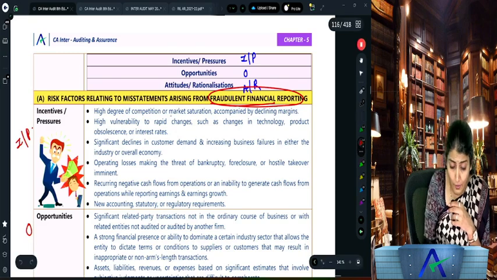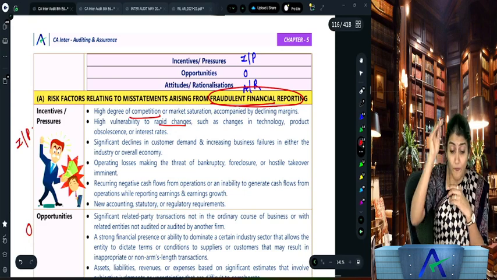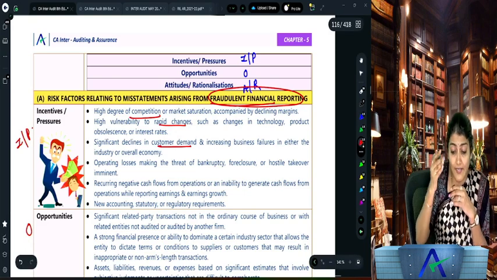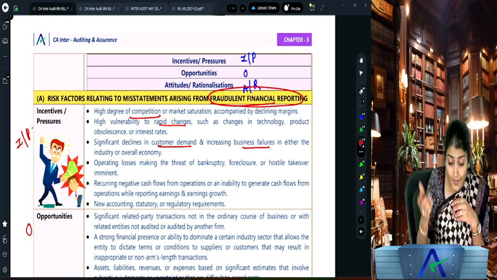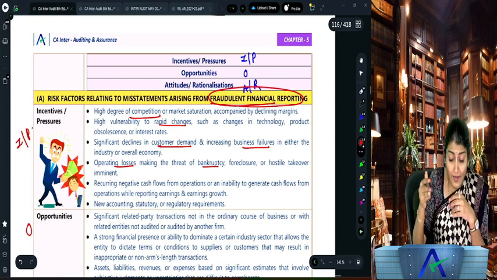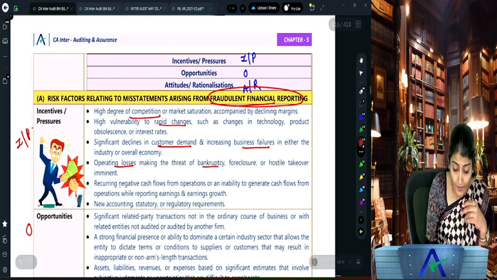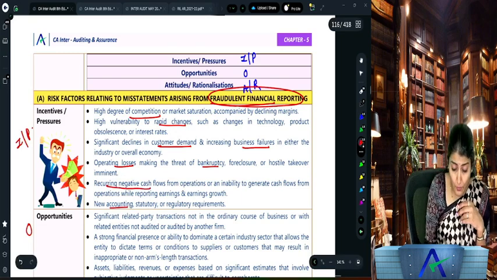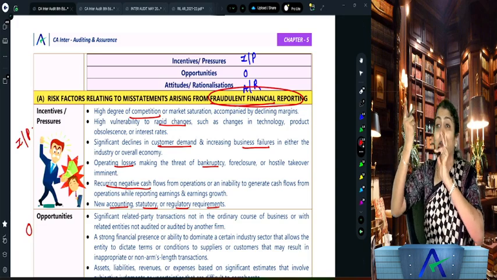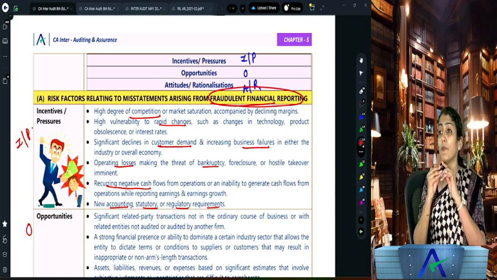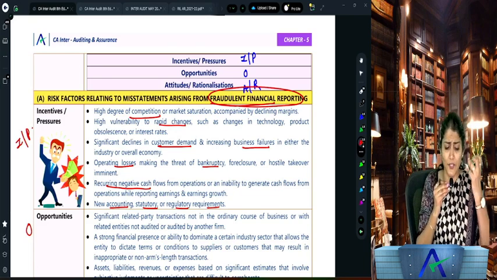There is a high degree of competition. There is high vulnerability to rapid changes. Obviously, if there is a high degree of competition, there is a decline in customer demand and there are increasing business failures. There are operating losses, making the threat of bankruptcy, foreclosure or hostile takeover more imminent. Then there are recurring negative cash flows, and there are new accounting, statutory or regulatory requirements which the company is not able to comply with. And that is why they are doing fraud in the accounting. So what is the incentive? What is the pressure? Why are they doing it?